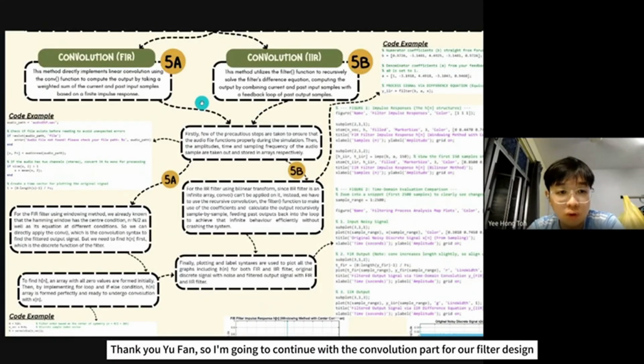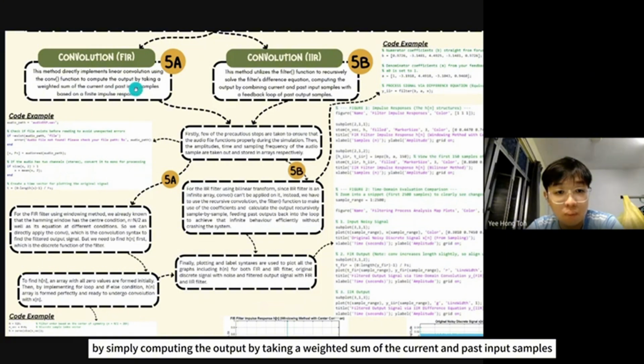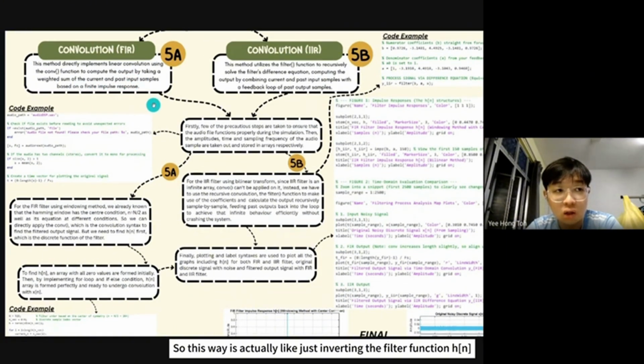So I'm going to continue with the conclusion part for our filter design. The first one is the FIR filter, which is already a finite impulse response, so we can directly apply the convolution function by simply computing the output by taking a weighted sum of the current and past input samples. So this way is actually just taking the filter function h[n] and multiplying it by our input signal.